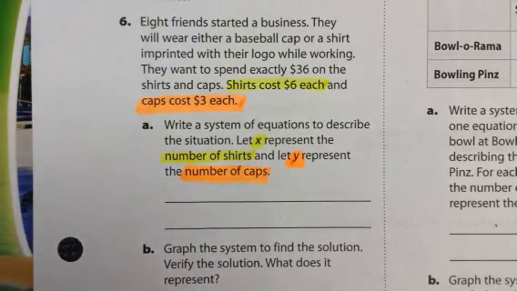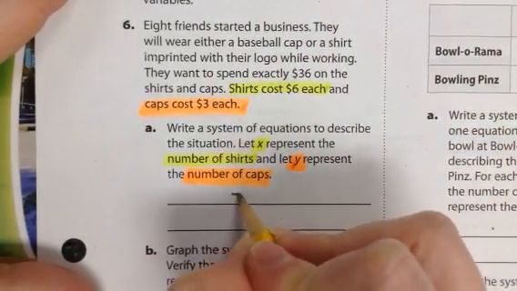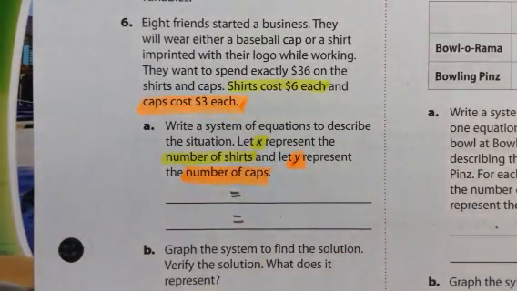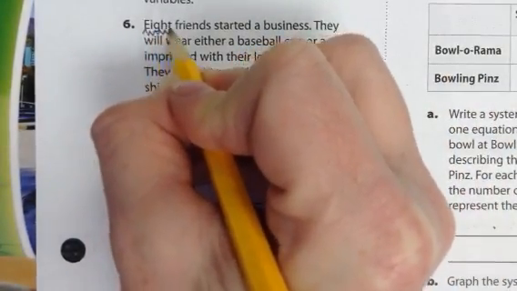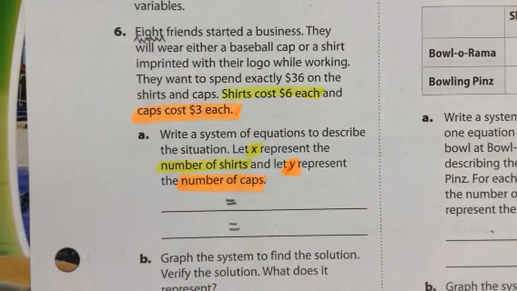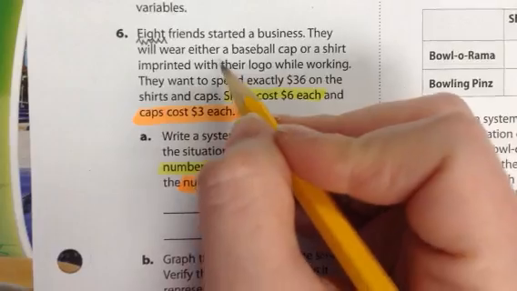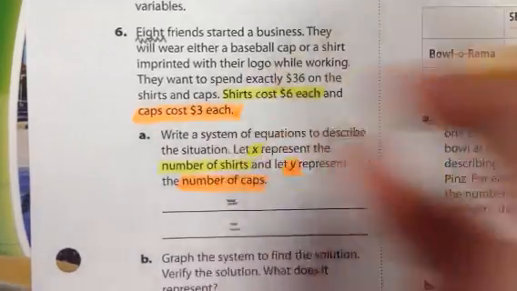The best way to start the equation is to set it equal to the totals. There's going to be 2 totals that they talk about up here, so I'm going to have equals and equals. Now, the first one is kind of tricky because they set it right off the bat, and some of you might have missed that the total of shirts and caps is going to be 8 because these 8 friends started a business, and to help support their company, they're either going to wear a cap or the shirt with the logo on it.